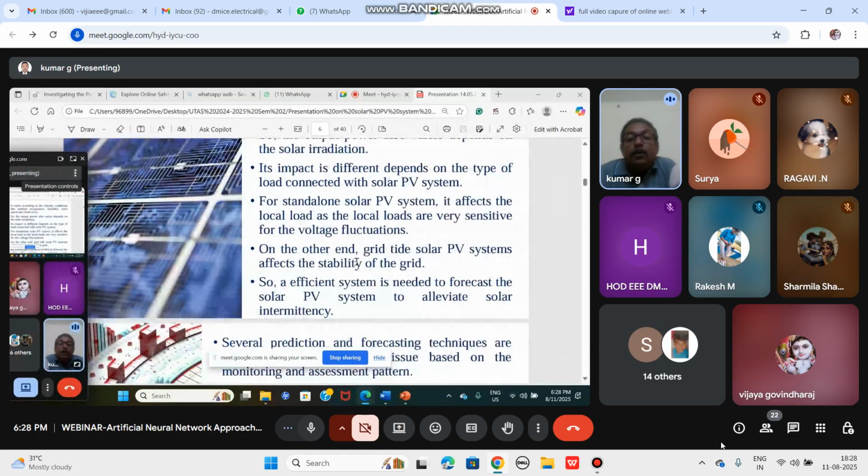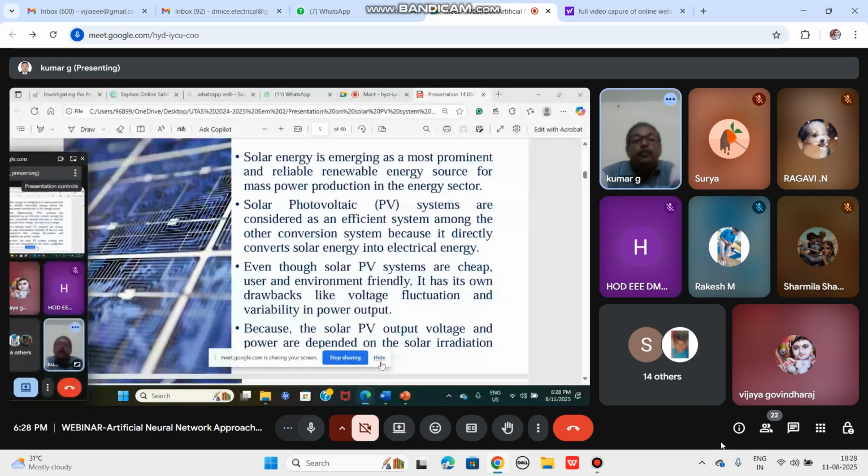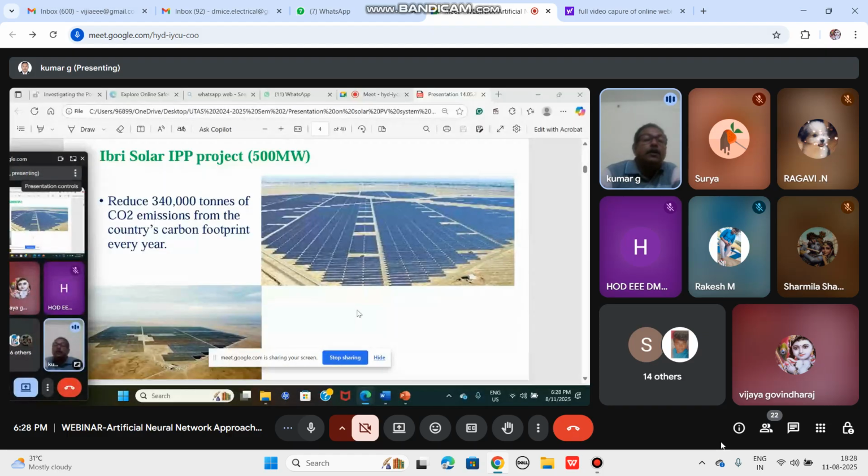Here, to do the solar PV forecasting, they are using the physical model and statistical model. In the physical model, what they do is install high resolution cameras in the plant site.